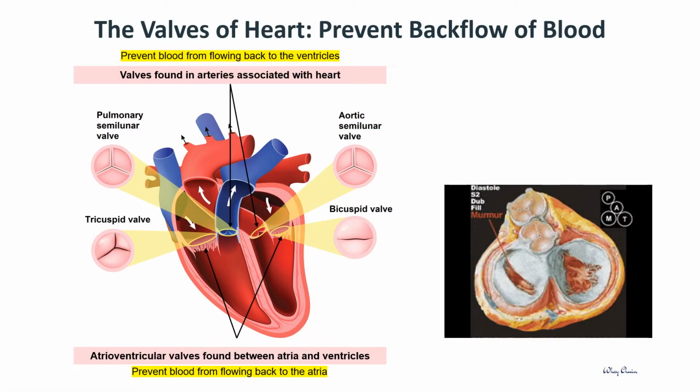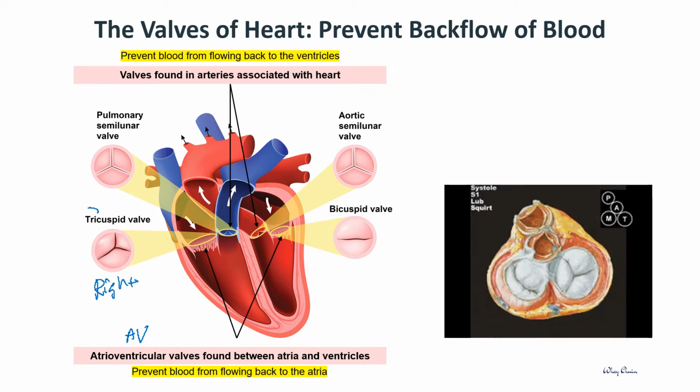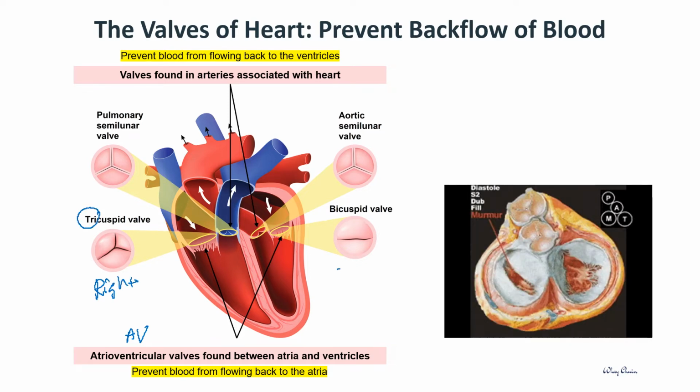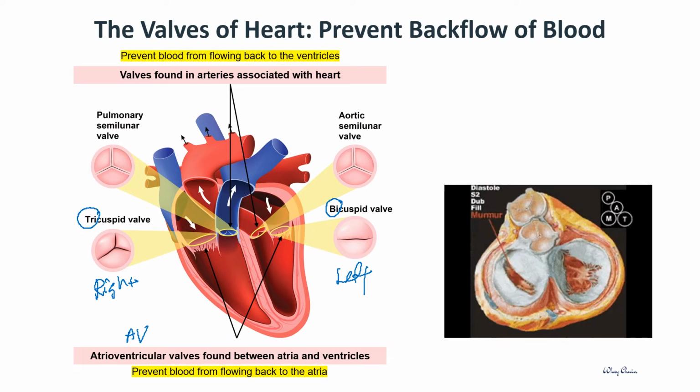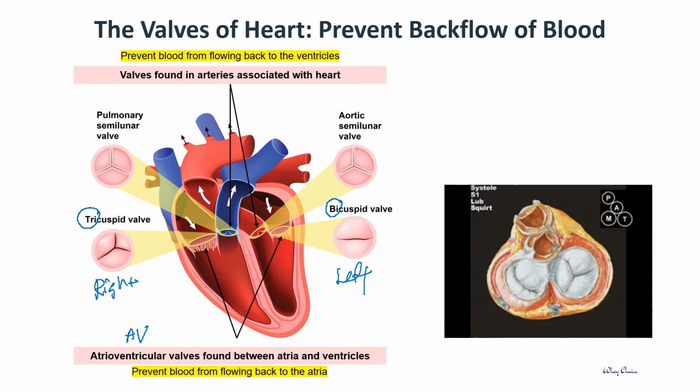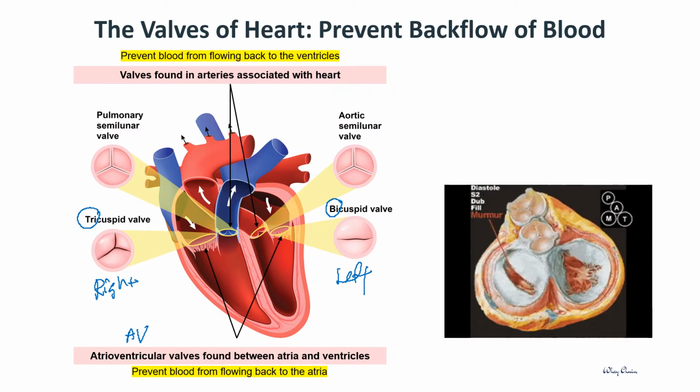The atrioventricular valve or AV valve is found between the atria and the ventricles. The right AV valve is called the tricuspid valve, and the left AV valve is called the bicuspid valve because of the difference in structure. But both have the same function, which is to prevent the blood from flowing back to the atria, because they need to ensure the one-way direction of blood flow from the atrium into the ventricles.